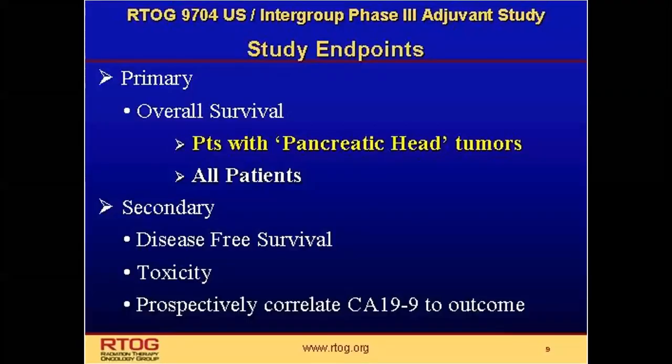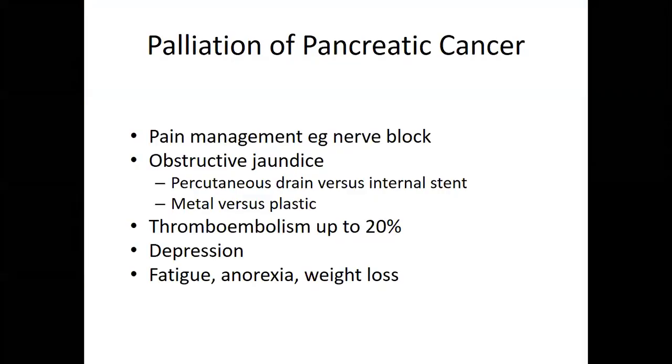Now, what are the study endpoints? The Intergroup phase 3 adjuvant study says that the primary goal is overall survival in patients with pancreatic head tumors, all patients. Secondary could be disease-free survival and postoperative toxicity. You can also collect CA19-9 as a marker of the outcome of the disease.